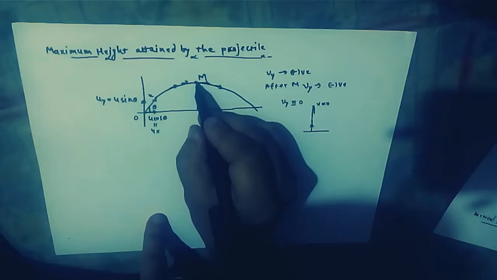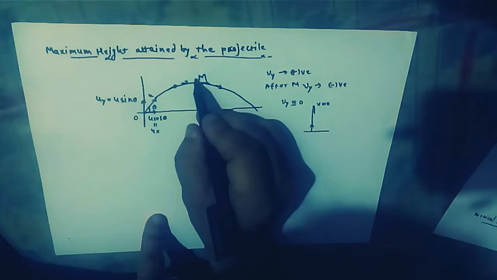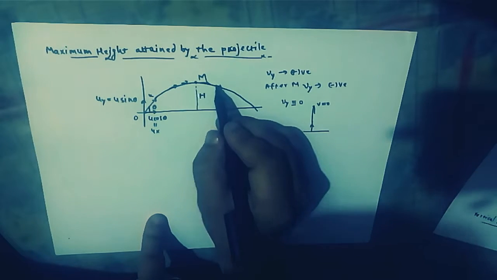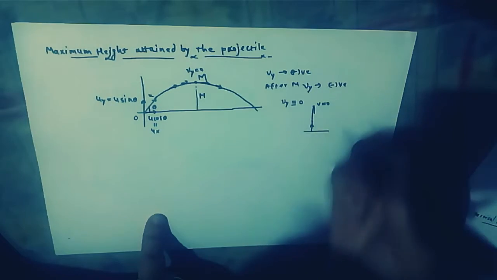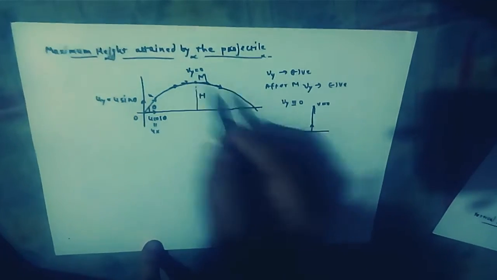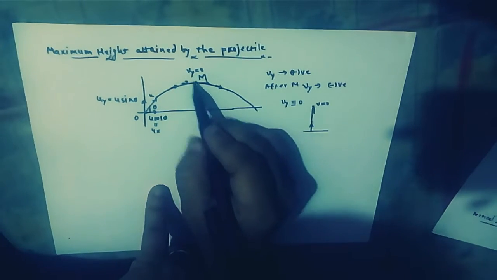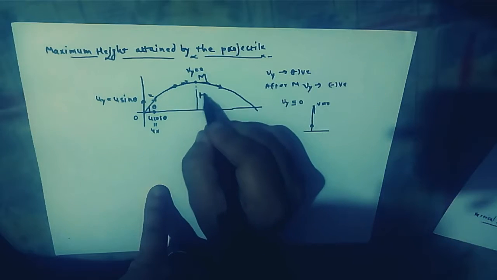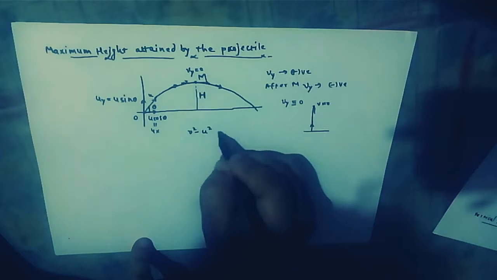Similarly, at point M, its velocity component responsible for this projectile to go up and then downward should be 0, by the same logic. So at point M we have to find out the velocity, and then try to find out its height. And then we know that v square minus u square is equal to 2as.